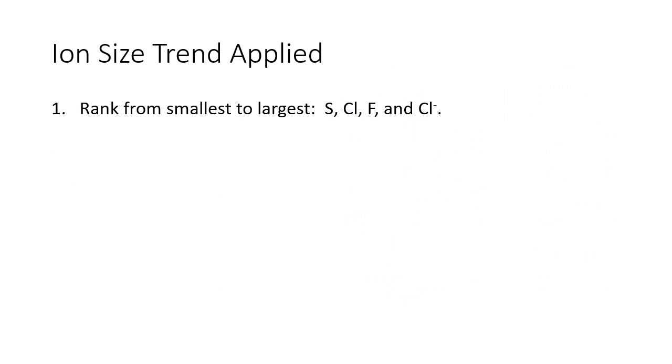So let's try to apply this. So we're going to rank from smallest to largest: sulfur, chlorine, fluorine, and chlorine minus. Okay, so we've got one anion in this little pack. And we end up with fluorine, sulfur, chlorine, and then chlorine minus.